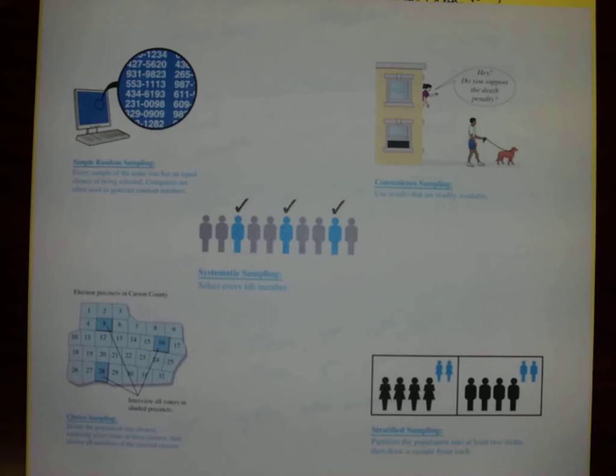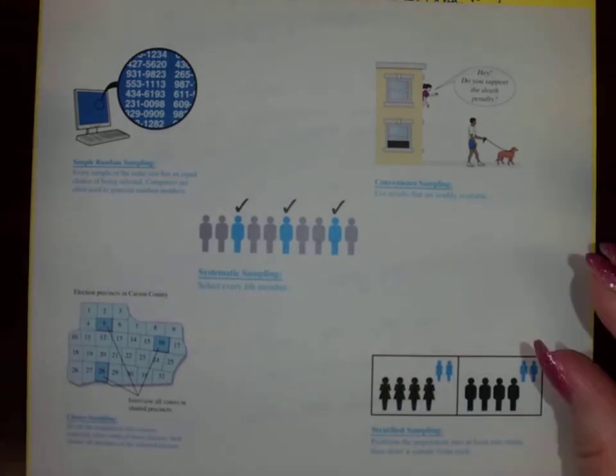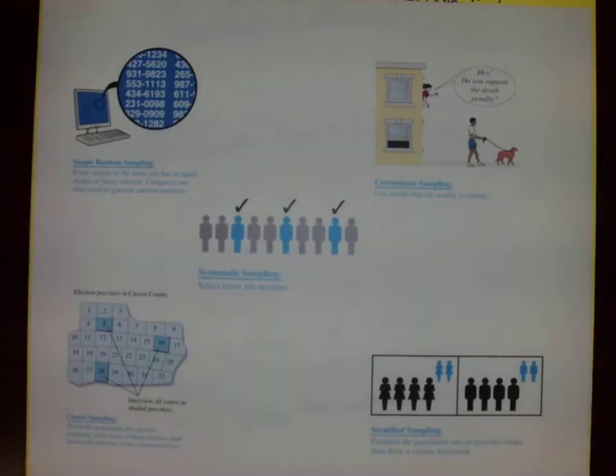So everybody's broken up into groups of those classrooms, and then we randomly chose, like, 4 different classrooms on campus, and then we interviewed everybody in that classroom. That would be one way, like an example.